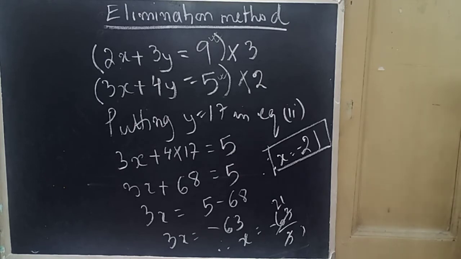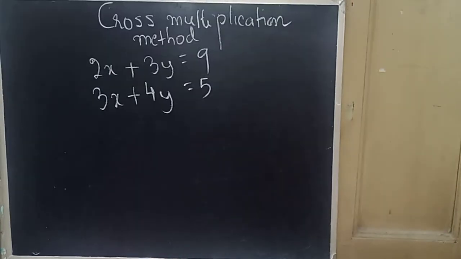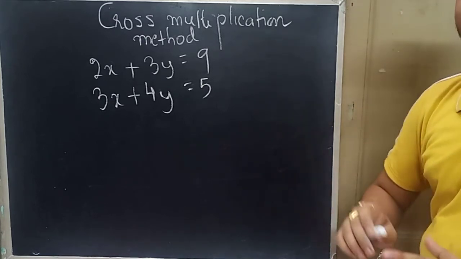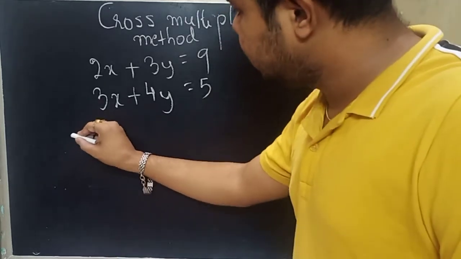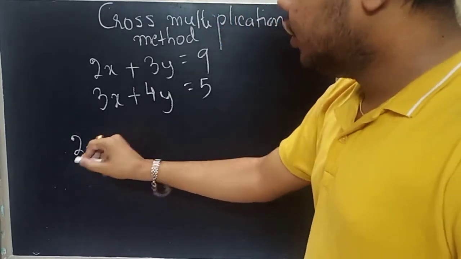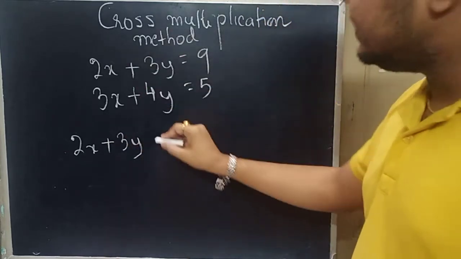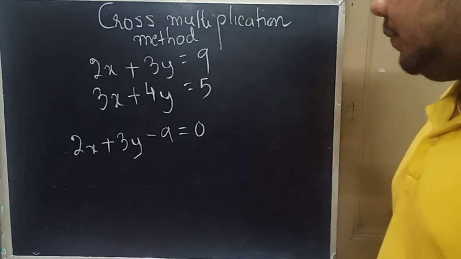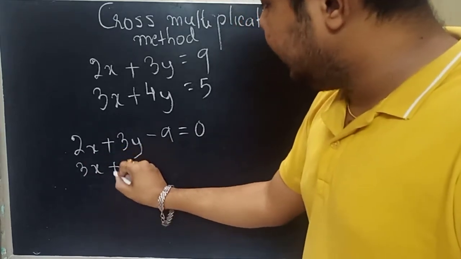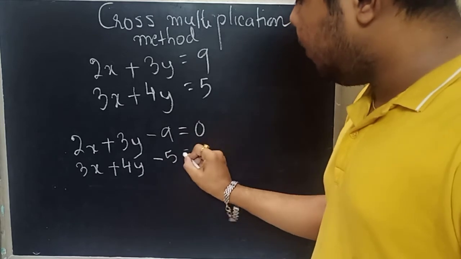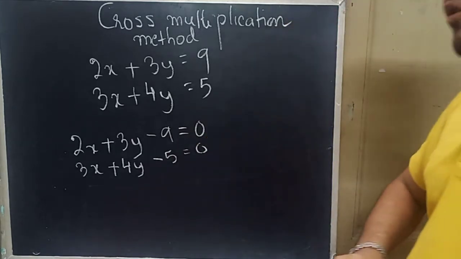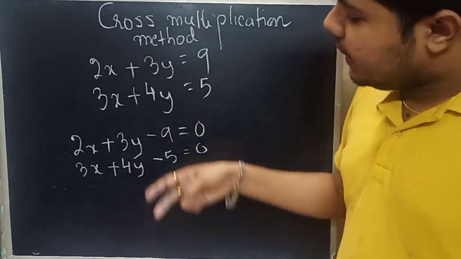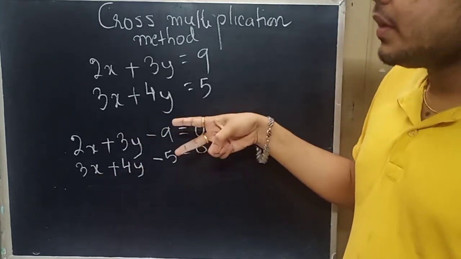Now, we are going to work out the same sum with cross multiplication method. This method is very important for your ICSE examination. Now we are going to solve the same sum with cross multiplication method. This is a very easy method. Just concentrate, students. So first we are going to bring all the terms in one side. 2x plus 3y plus 9 comes here and becomes minus 9 equal to 0. Okay. Second equation becomes 3x plus 4y minus 5 equal to 0. Now we are going to compare the values. We are going to compare the value of x, compare the value of y, and compare the coefficients.